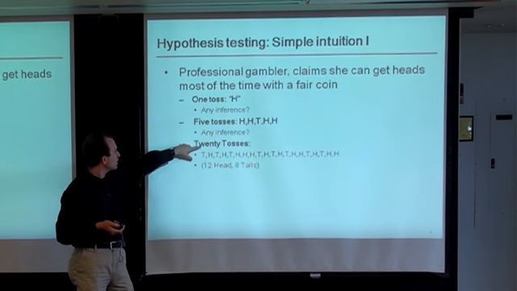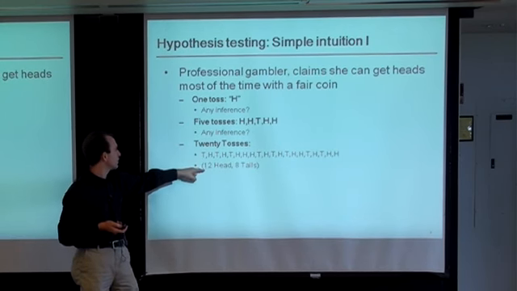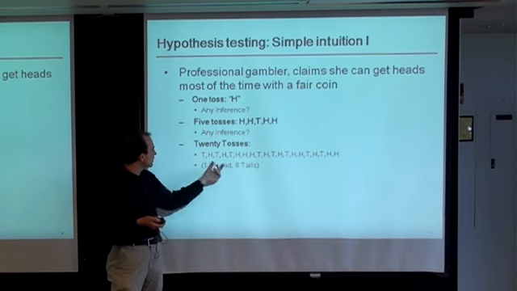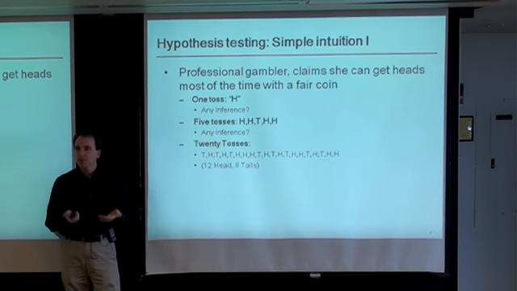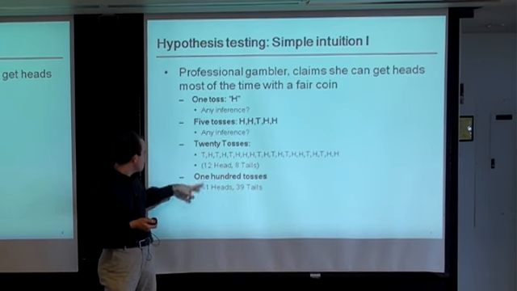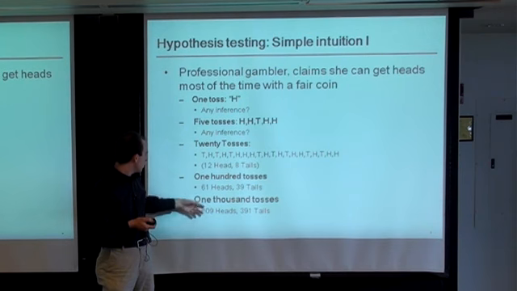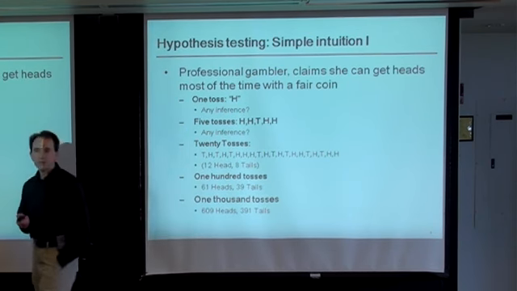And now what if they did 20 tosses, right? Well, now you're starting to get a little information, although in this particular example it was closer to 50-50. So now you have 12 versus 8. Could that have occurred by random chance? Well, maybe it could have, because it's pretty close to 50-50. And now suppose you had 100 tosses, or 1,000. Suppose you had 1,000 tosses with 609 heads and 391 tails, right?